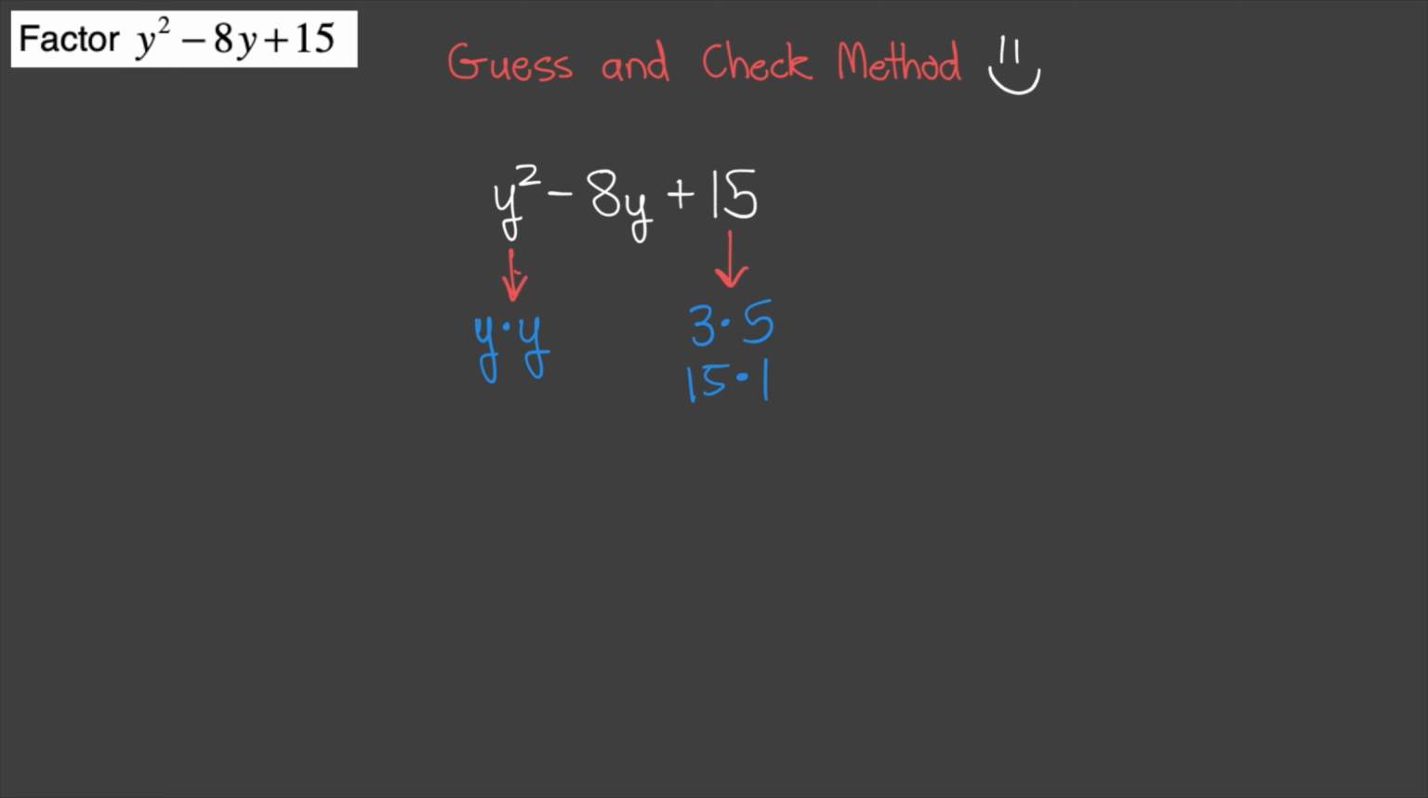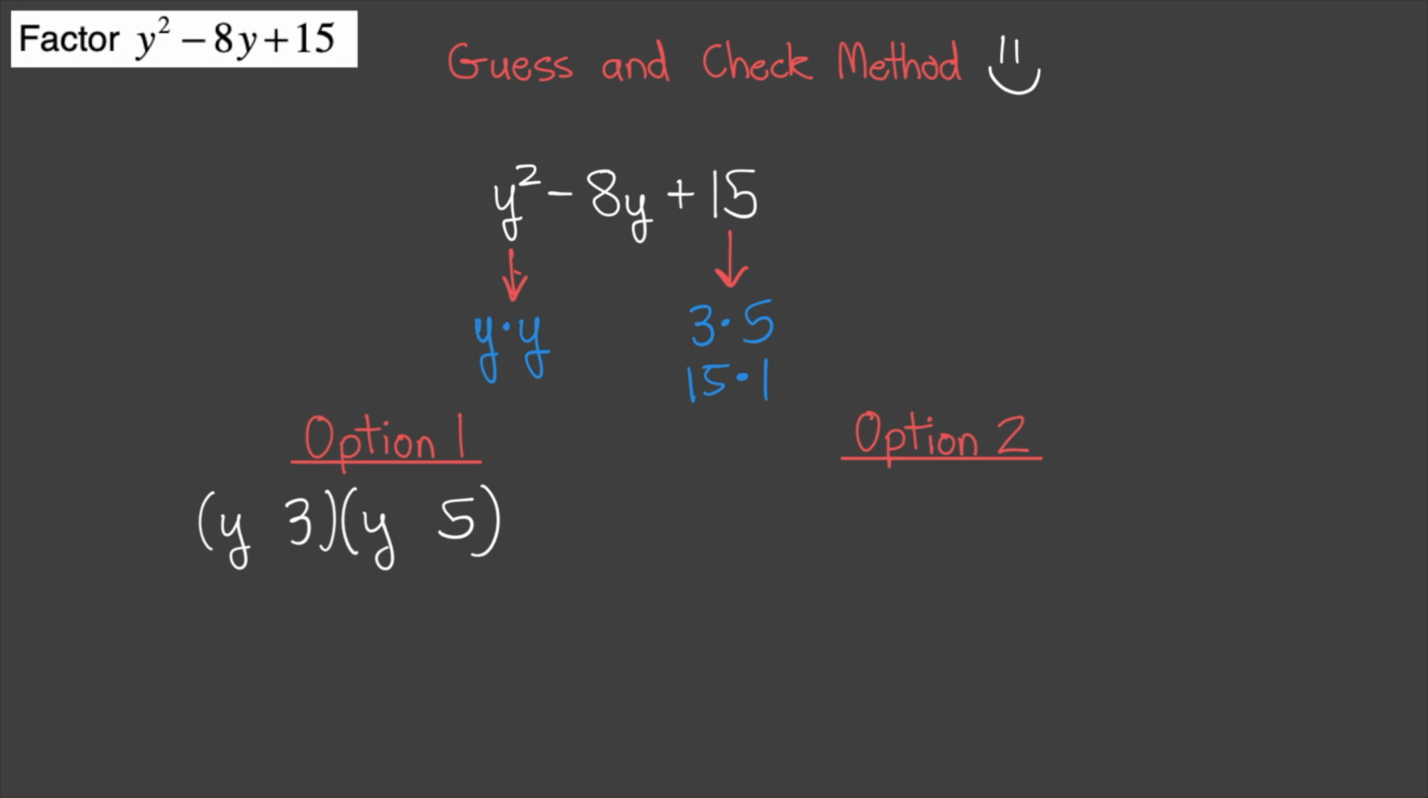Alright, so we have two options for our 15 here. So let's go ahead and try these over here. So option 1. We'll try the 3 and the 5 first. I always tell my students, always start with the factors that are closest together. So in this case, 3 and 5 are closer together than 15 and 1. So let's go ahead and try 3 and 5 first. So we'll say y, and then 3 and 5.